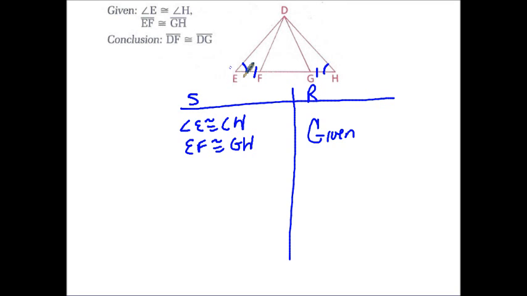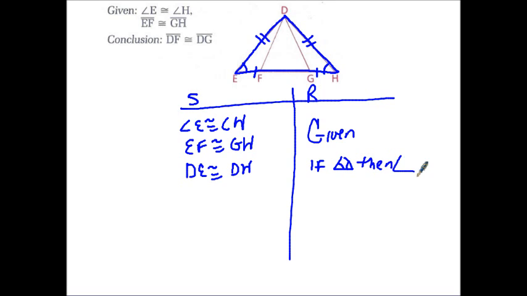Now, I see that I have, on one single triangle, two angles that are congruent. Now, if two angles of any single triangle are congruent, those sides opposite are also going to be congruent. So for my next step, I'm going to say that DE is congruent to DH. My reason? If angles, then sides. And now I look at my triangle and I see that I have side angle side.